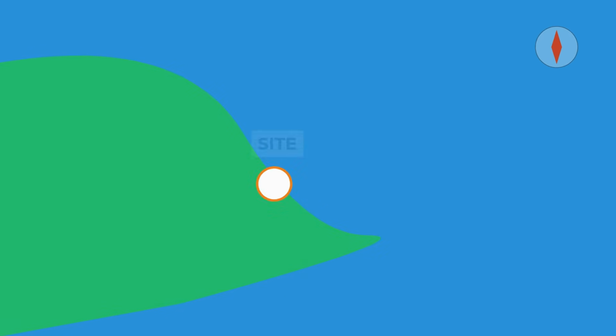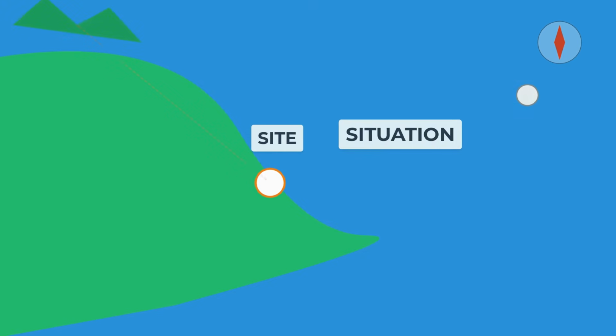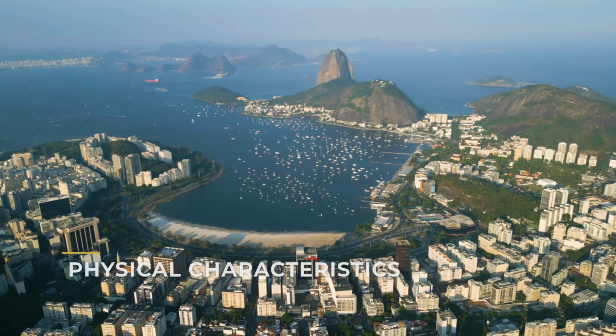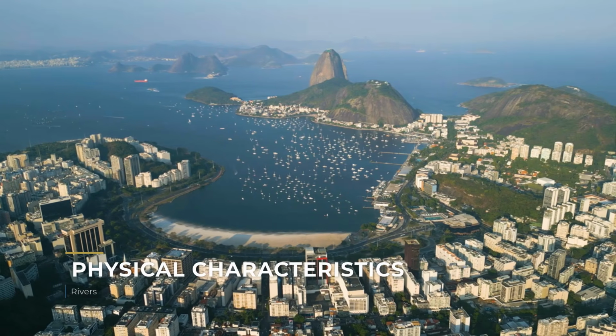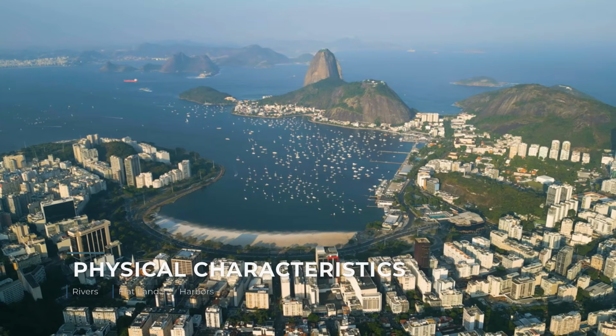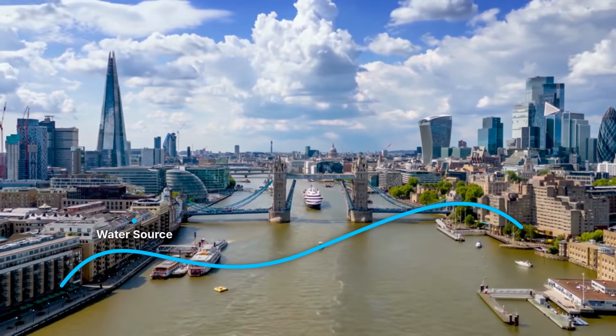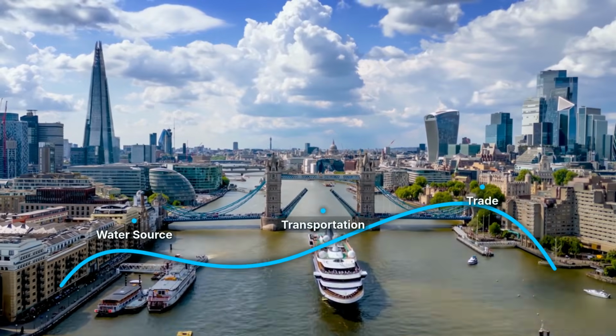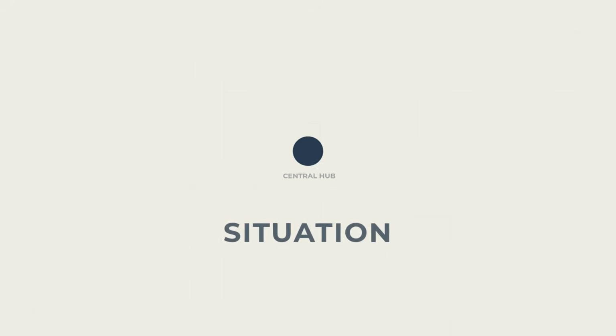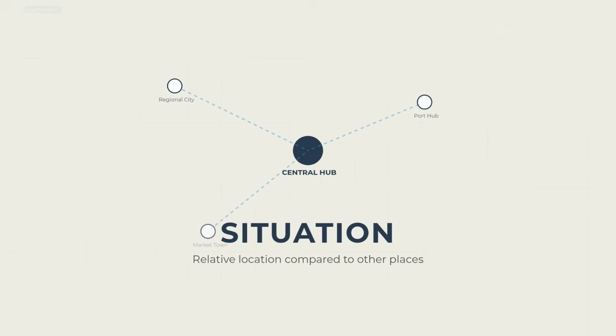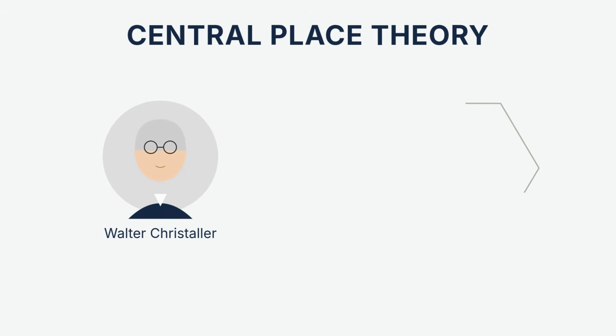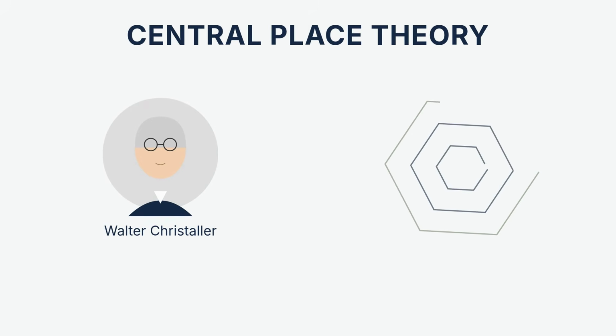Geographers study where cities are located using site and situation. Site means the physical characteristics of a place, such as rivers, flat land, natural harbors, or resources. For example, many cities grew near rivers because rivers provided water and transportation. Situation means a city's relative location compared to other places. A city located at a crossroads near trade routes or close to other major cities may grow because of its situation.